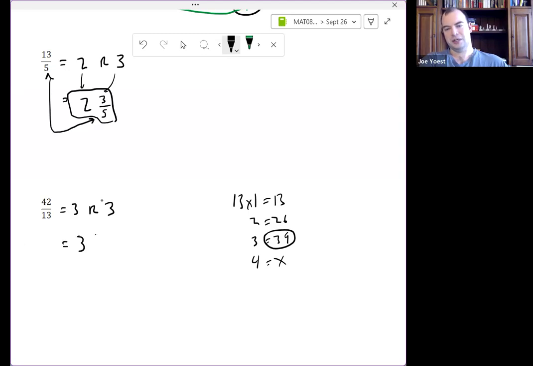Or this is 3 and 3/13. The 3 whole pizzas that I was able to make by gluing a bunch of these 42 slices together. Then I'm left with 3 vestigial slices, 3 that are left over that I can't combine with anything else anymore to make other whole pizzas. Each one of those is of size 1/13 of a pizza. So 3 and 3/13. Any questions on that?